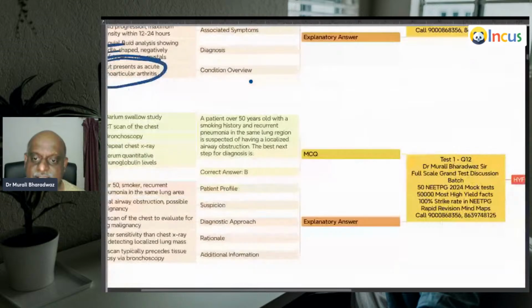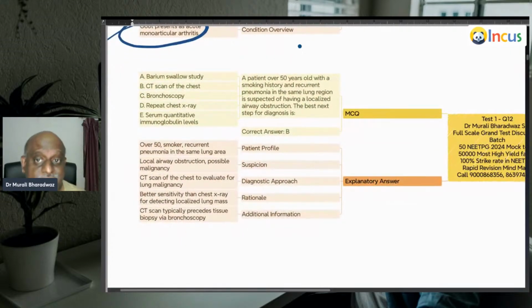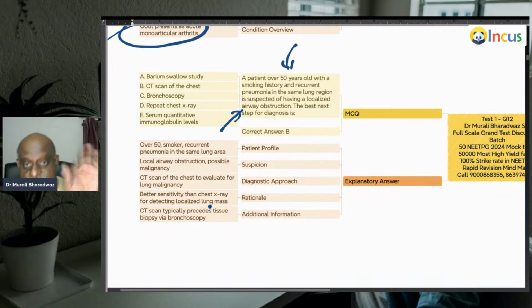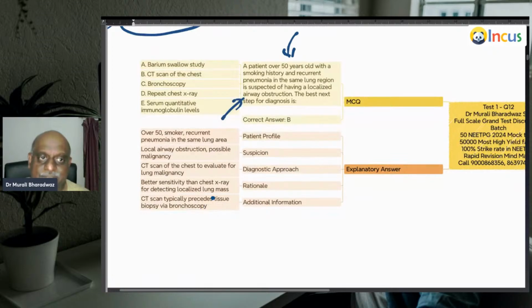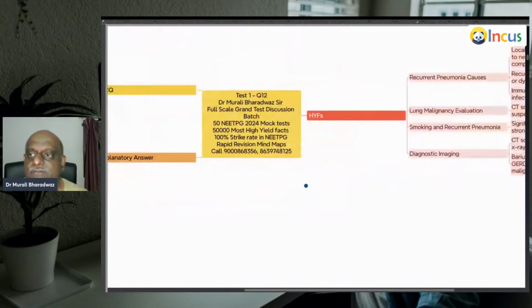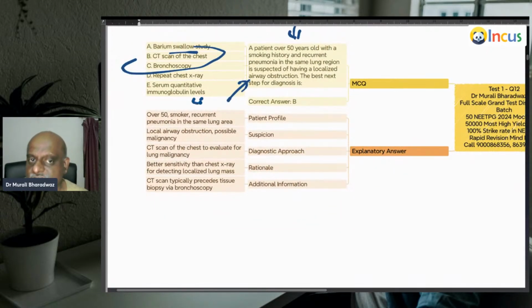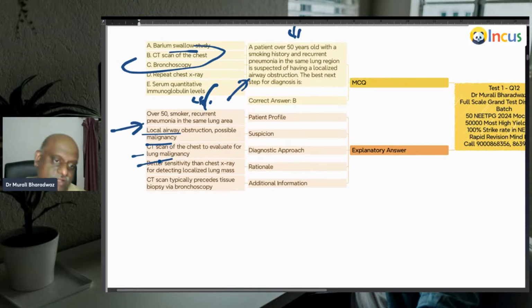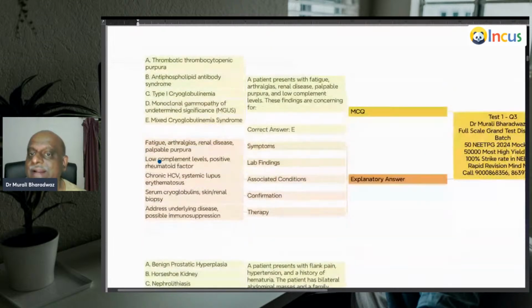It's a little missing here. Now, a 50-year-old patient with a smoking history and recurrent pneumonia in the same lung, suspected to have localized airway obstruction. What is the possibility? We need to do a CT scan of the chest. Over 50, smoker, recurrent pneumonia in the same lung, think of malignancy. CT scan of the chest is the best way to identify.